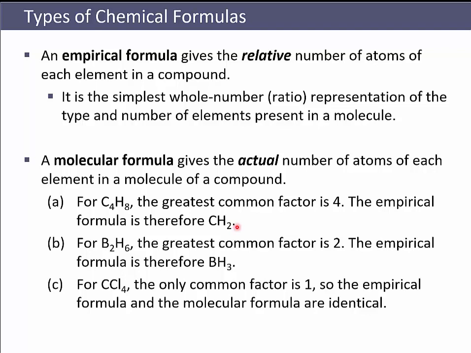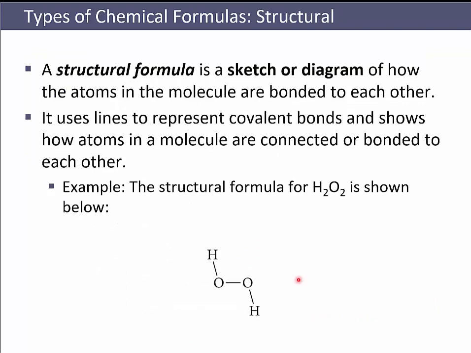For B2H6, the greatest common factor is 2, so its empirical formula is BH3. For carbon tetrachloride, CCl4, the only common factor is 1, so the empirical formula and the molecular formula are the same. Our structural formula gives us even more information.